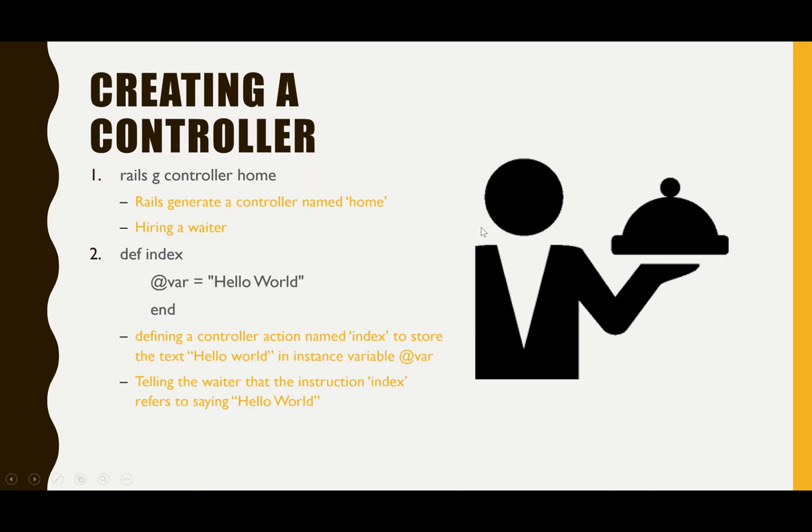After that, you're gonna access this controller, and then you're gonna define an action called index. And under that action, you're gonna use your Ruby language, you remember, to create an instance variable, which is basically a variable that is local to the class, in this case index, and to store the words hello world. And this is equivalent to telling the waiter that if you tell him do instruction name index, he's going to say, oh okay, that means saying hello world.